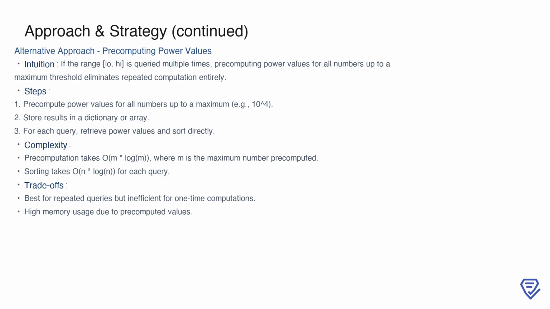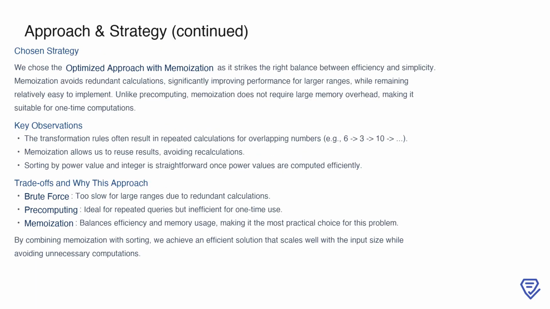The chosen strategy for this problem is the optimized approach with memoization, as it offers a balanced solution in terms of efficiency and simplicity. By storing previously computed power values, we avoid redundant calculations, significantly improving performance for larger ranges. Unlike pre-computing, this method does not require excessive memory, making it well-suited for one-time computations.